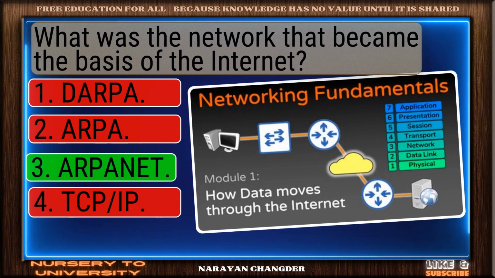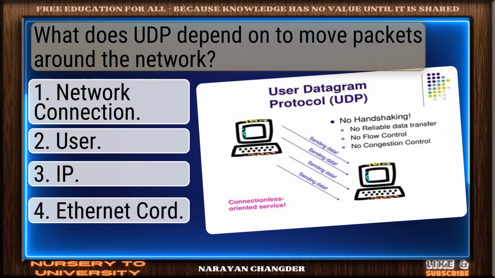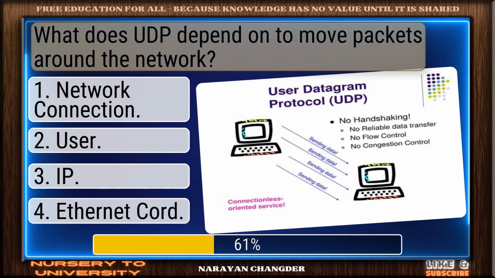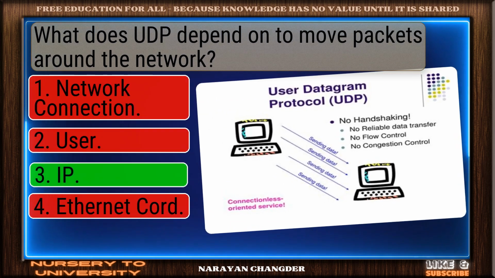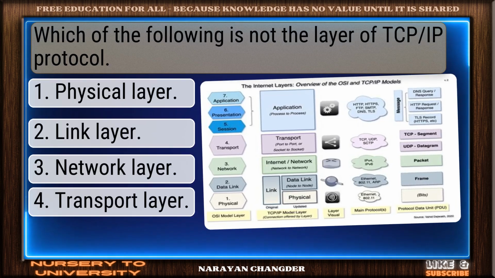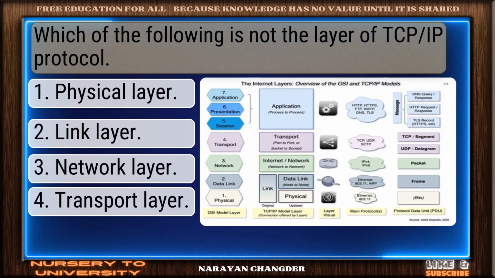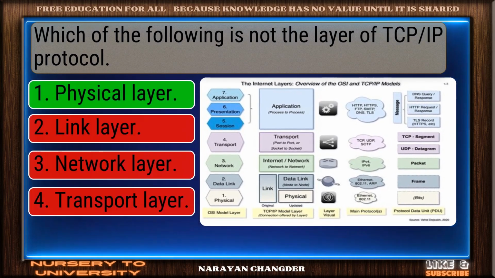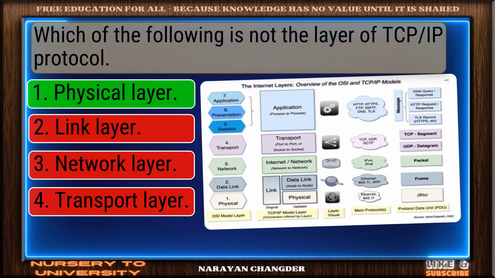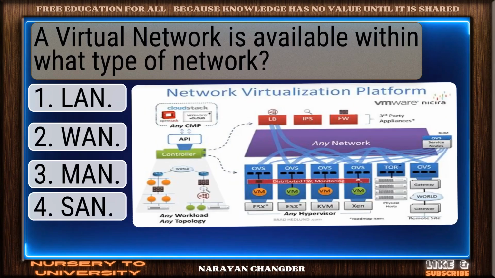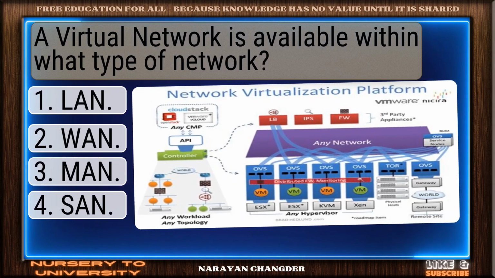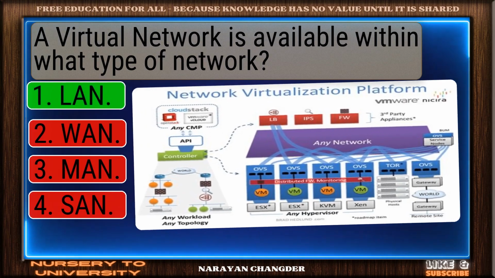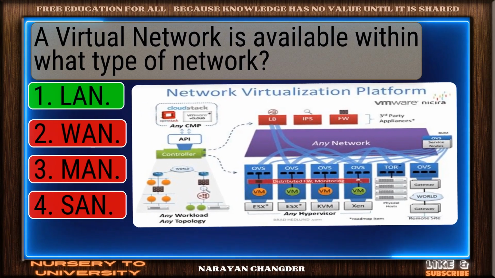Correct. ARPANET is spot on. What does UDP depend on to move packets around the network? Well reasoned. IP is correct. Which of the following is not the layer of TCP/IP protocol? Good thinking. Physical layer is right. A virtual network is available within what type of network? Nice selection. LAN is correct.